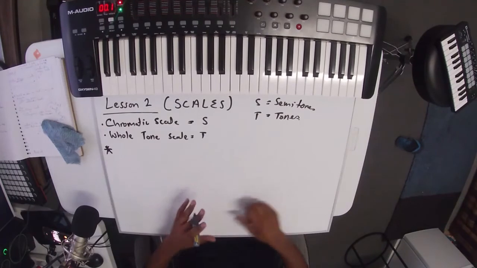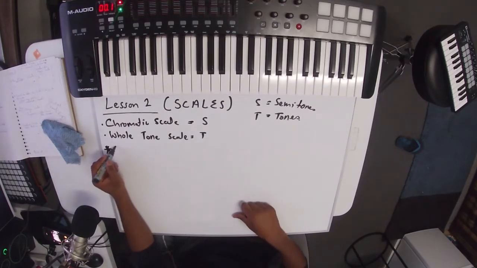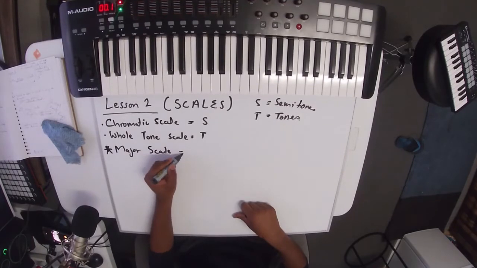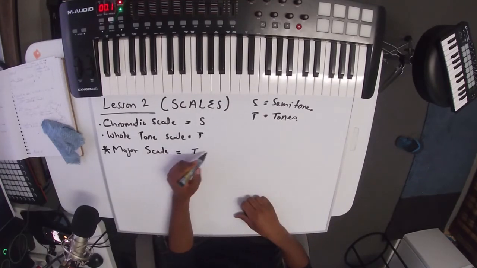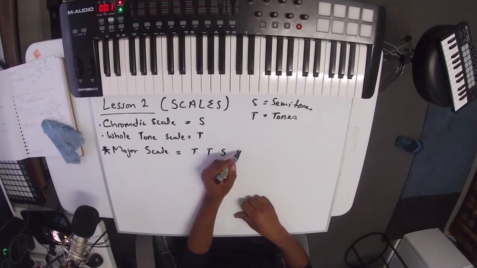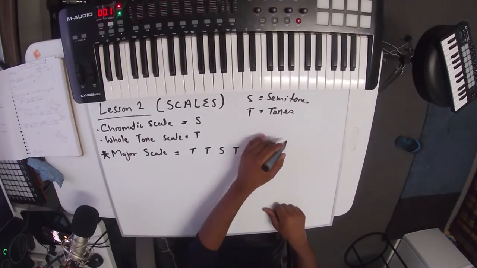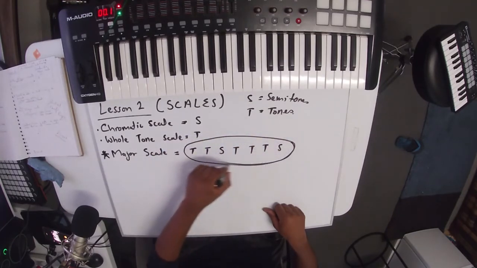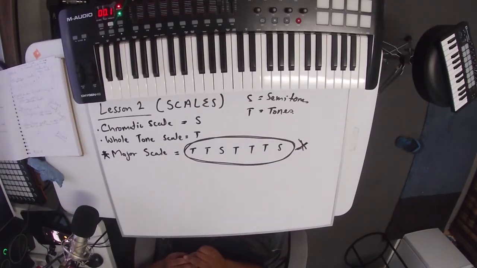Now this here is going to be the most important scale that you will ever know, and that is the major scale. The formula for the major scale is tone, tone, semitone, tone, tone, tone, semitone. This is the magic formula right there. Once you understand this you have to memorize it. You need to know it like the back of your hand. This is the magic formula, all right?